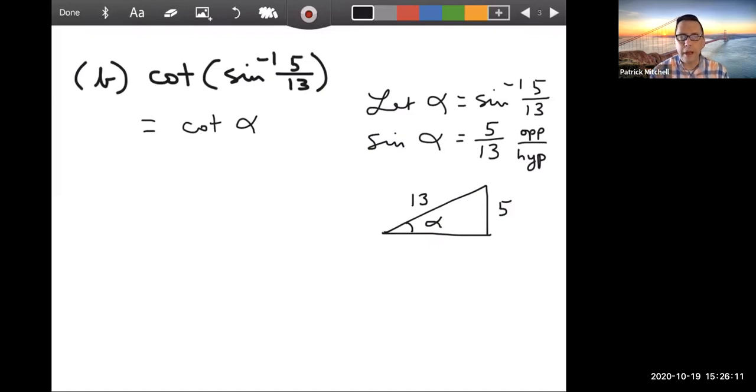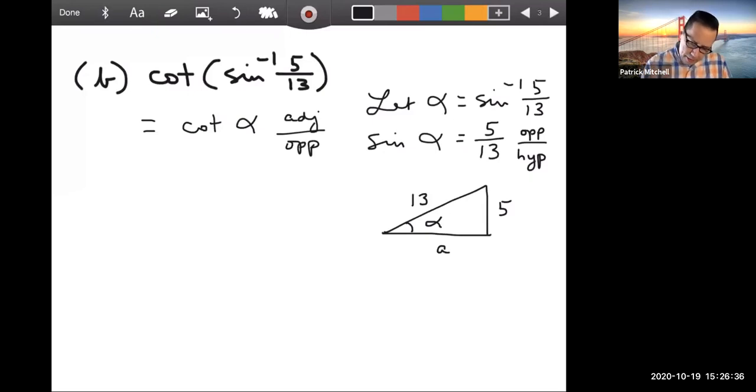So hopefully you know by now that the cotangent is the reciprocal of the tangent. So TOA, tangent is opposite over adjacent. That means cotangent is adjacent over opposite. So we need the adjacent side for this one. So I'll call that A.